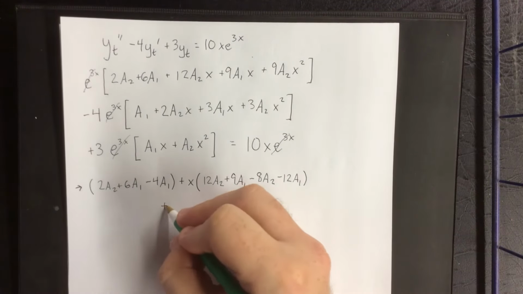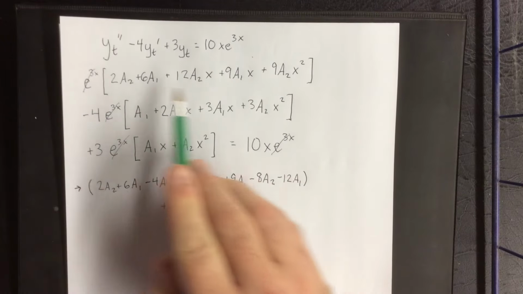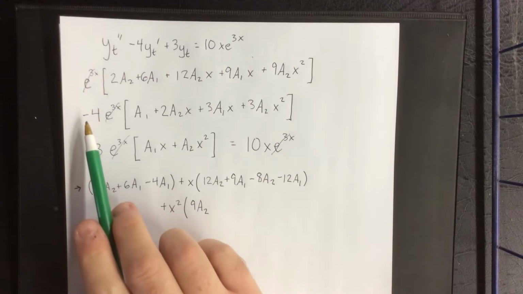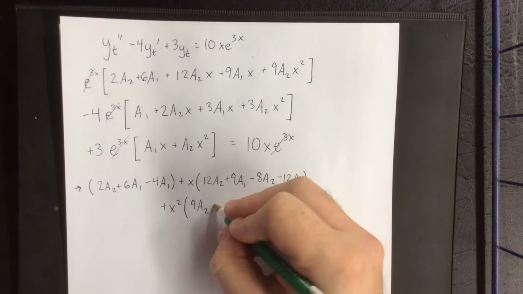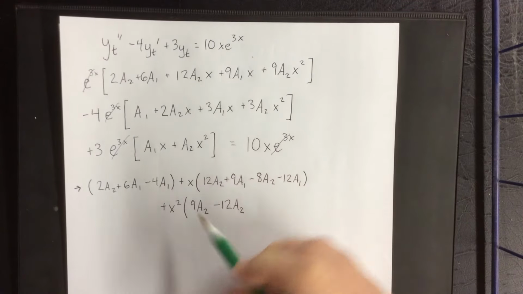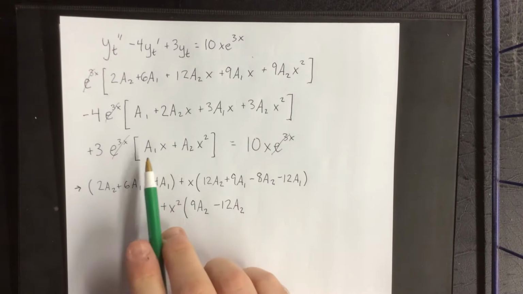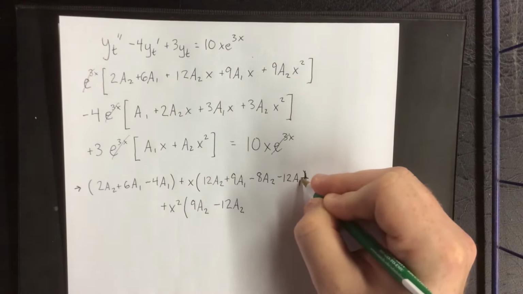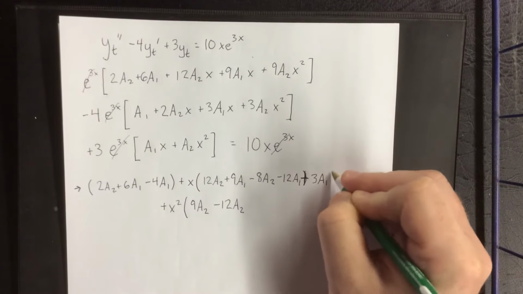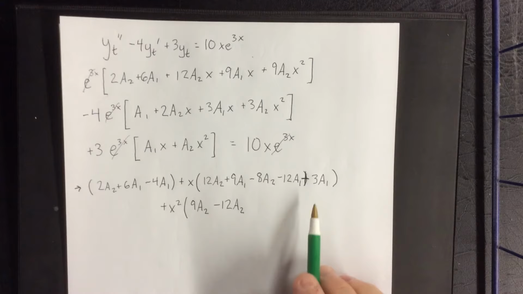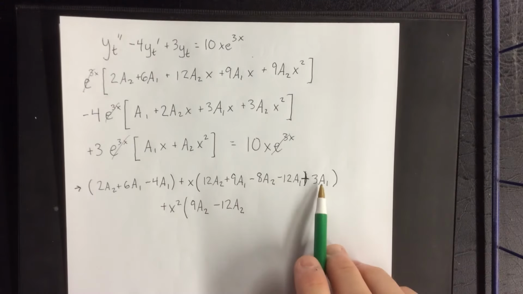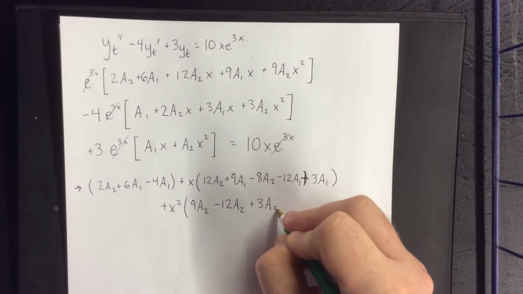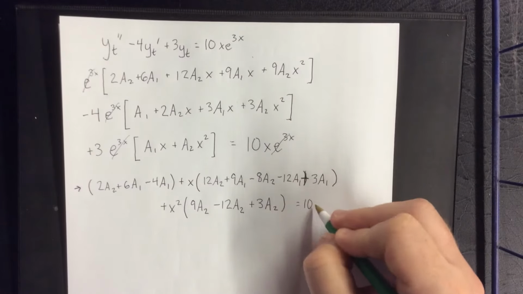Then as far as x squareds are concerned, from the first group we had 9a2. From the second group, we would have minus 4 times 3a2, so that'll be minus 12a2. And then for the last one, oh, I think I missed an x term back here. Plus 3a1. Hopefully that winds up being ridiculously convenient. Plus 9 minus 12 plus 3. Oh yeah, that's ridiculously convenient. Plus 3a2 for the x squared term. And again, this is all still equal to 10x.